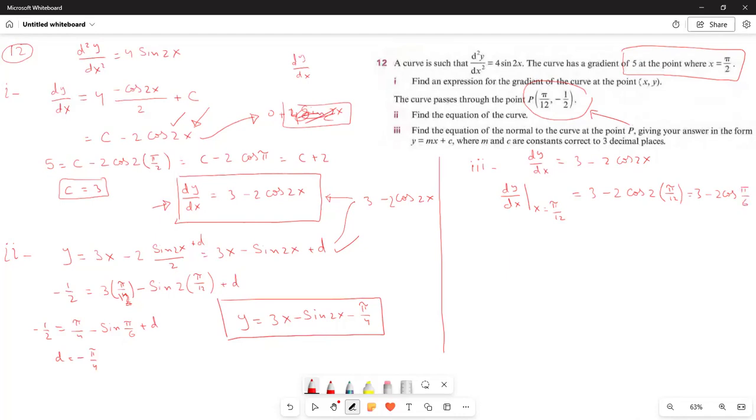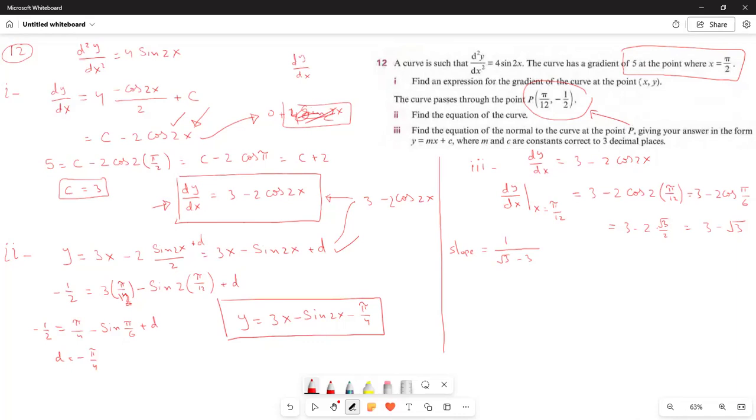Pi by 6 is 30 degrees. 3 minus 2 times cos 30 degrees, which is root 3 by 2. So the 2s cancel. I have 3 minus root 3. So this is the slope of the curve at this particular point. Since I need to find the equation of the straight line which is normal to the curve, the slope of the normal line is going to be the negative reciprocal of this one. So it's going to be 1 over root 3 minus 3.